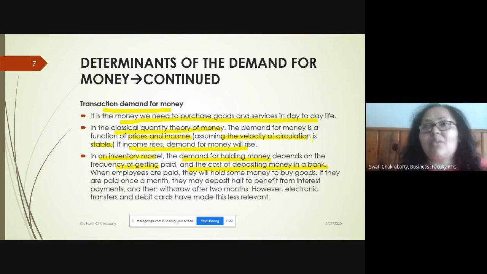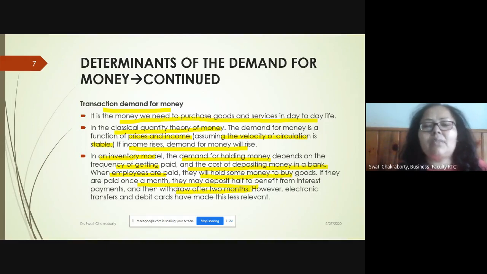There is some cost, like transportation and standing in the queue and all those things. Sometimes you have to pay the brokers for investment. So when employees are paid, they will hold some money for buying their goods. If they are paid once a month, they deposit half. They will deposit half to get interest payments, and then withdraw slowly, say after 2 months.